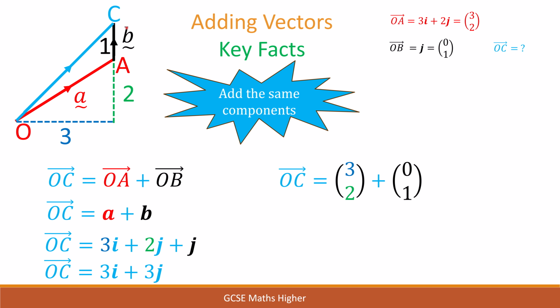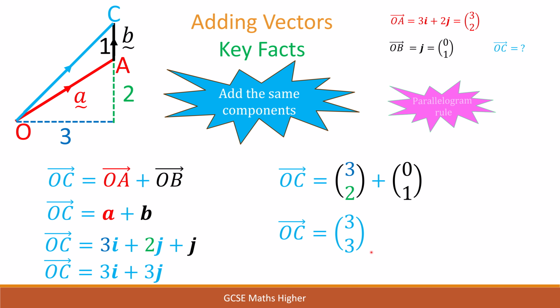If I do it in column vector notation, I've got the point 3, 2 for the point A and the point 0, 1 for the point B. I'm just going to add the top numbers. So 3 plus 0 is 3. Then I'm going to add the numbers at the bottom. 2 plus 1 is also 3. So I've got 3, 3 for my vector OC. So to get from O up to C, I've got the vector 3, 3.